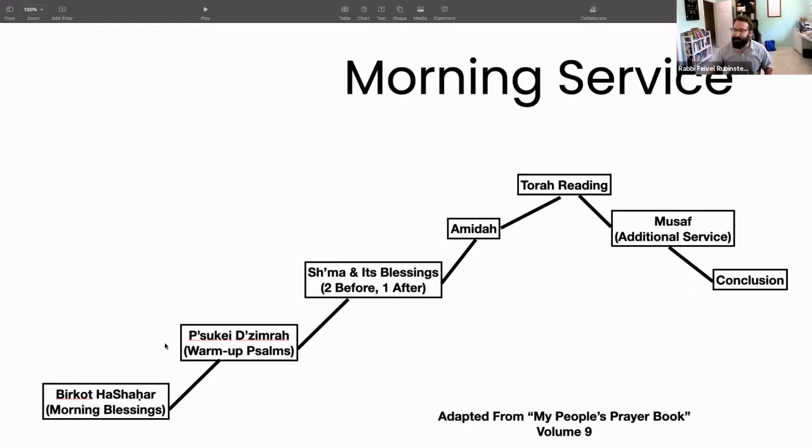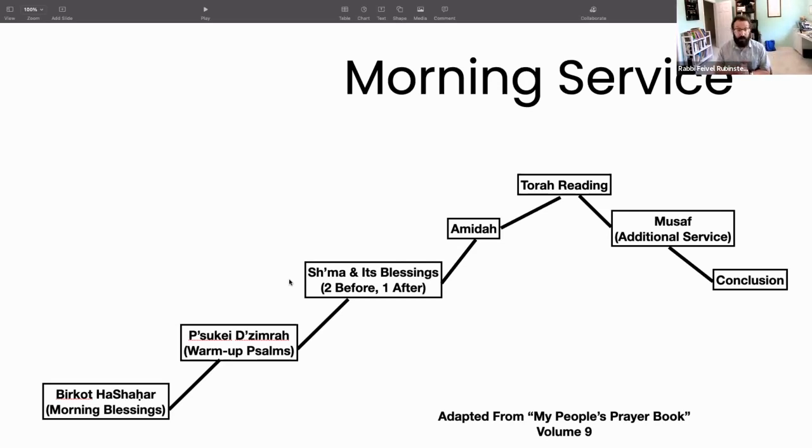We move into Psukei de Zimra, which literally means verses of song, right? So these are scriptural verses, usually, mostly Psalms. Psukei, pasuk, is a verse. And so we got our warm-up Psalms. Then we move to the Shema and its blessings. There are 2 blessings before the Shema, 1 after.